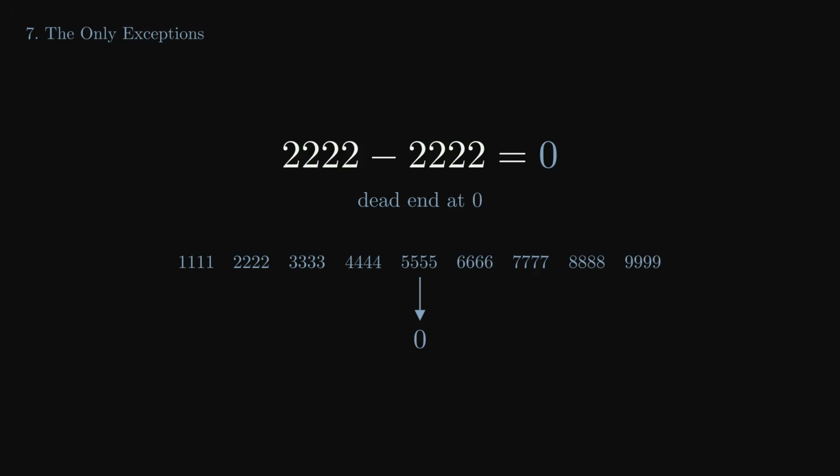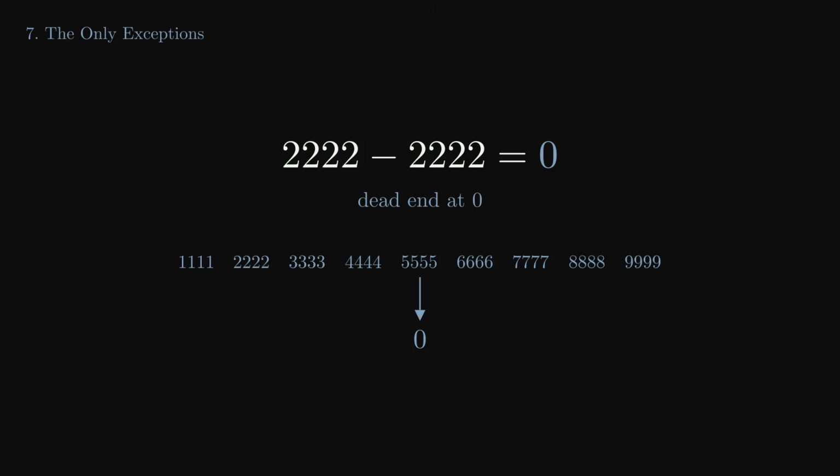Take a number whose digits are all the same, like 2222. Its largest arrangement is 2222, and so is its smallest, because there is only one arrangement. Subtract them and you get 0. The routine collapses instantly to nothing and stays there. The same happens for every repeated digit number, from 1111 up to 9999. They form their own trivial trap at 0, and they are the sole numbers that never reach 6,174. Every other 4-digit number, all 9,990 of them, flows to Kaprekar's constant.